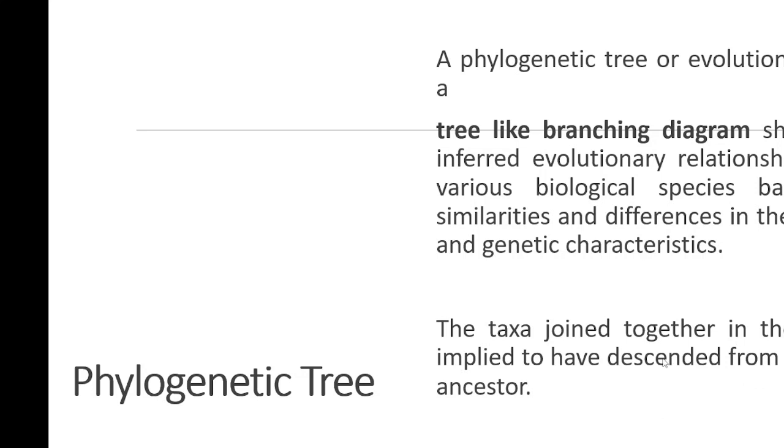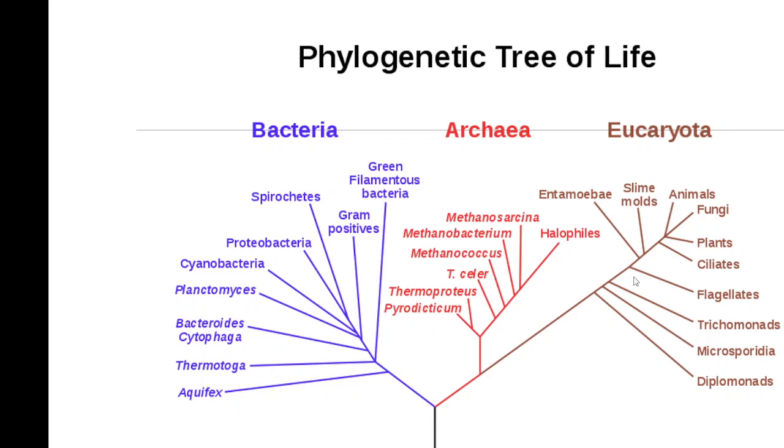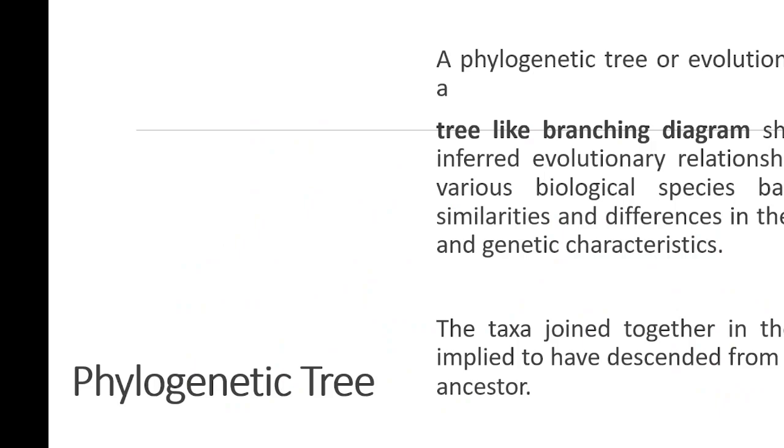Taxa joined together in the tree are implied to have descended from a common ancestor. For example, here all these organisms are commonly joined here. That means all these organisms have a common ancestor. That is why they have a common point here, or a common origin, or a common root here. Here also you can find all these organisms have a common origin. When they are all connected by a common node, that means they all arose or evolved from a common ancestor. That is the idea which is shown here.